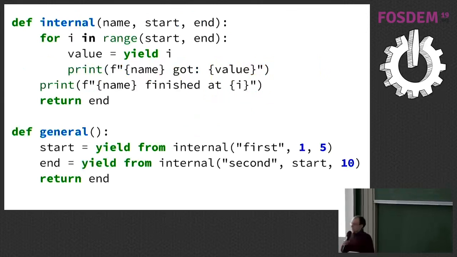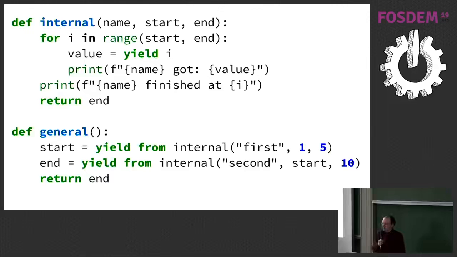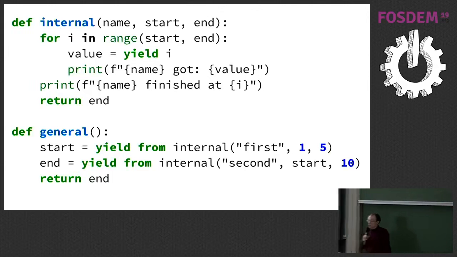So let's see this with an example. Let's say that now I have a generator that I call general that calls another generator inside of that. So it yields from that generator. And again, it's a simple example just to illustrate the mechanism, but this works at all levels.